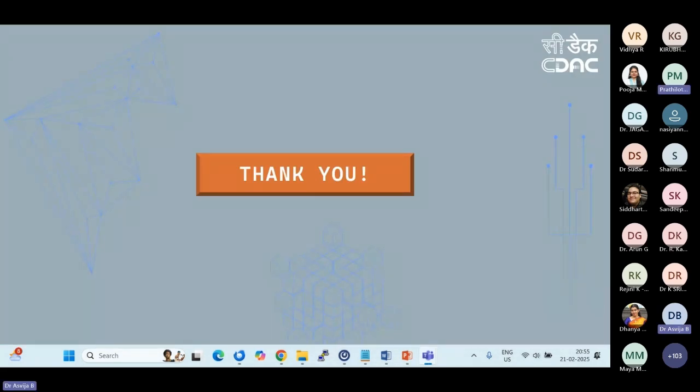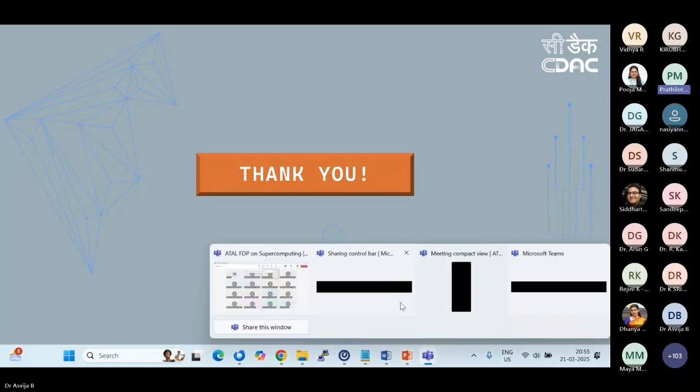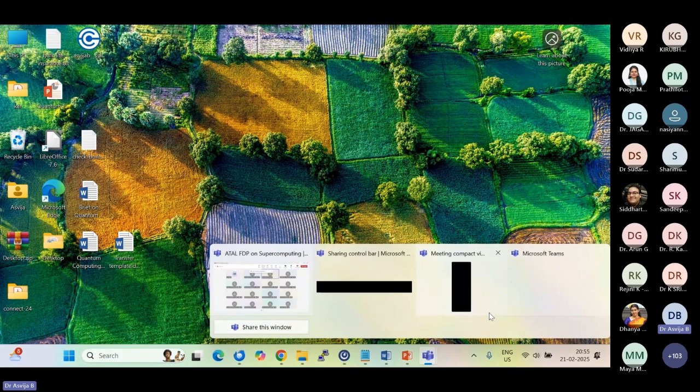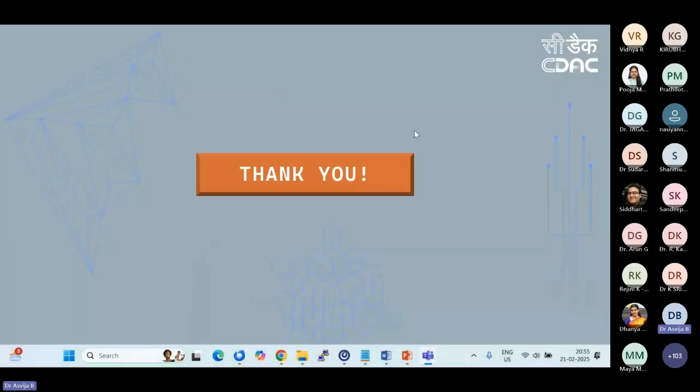Sir, there is a requisition in the chat box. Please offer training and collaborative research for faculty members and PG students. Definitely, ma'am. CDAC has already been conducting multiple faculty development programs, specifically in the area of quantum computing and communication. We will definitely be more than willing to extend this program to all the participants over here also.